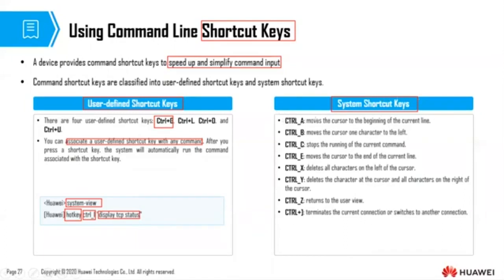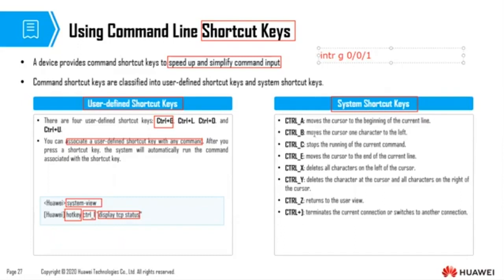Then we have the system shortcut keys. For example, Control A will move the cursor to the beginning of the current line. So sometimes you have int g 0/0/1. You realize that, for example, you mistyped this. So you don't want to move the cursor one by one using the left arrow on your keyboard. So you can press Control A to go all the way to the beginning of that line. Then Control B will now move to the end here. Tap like that.